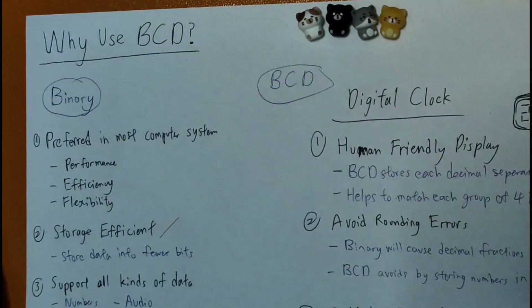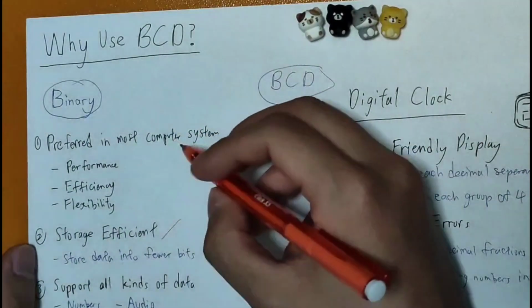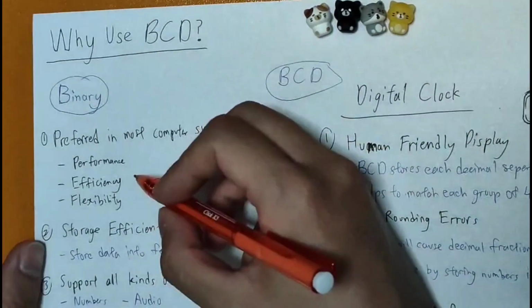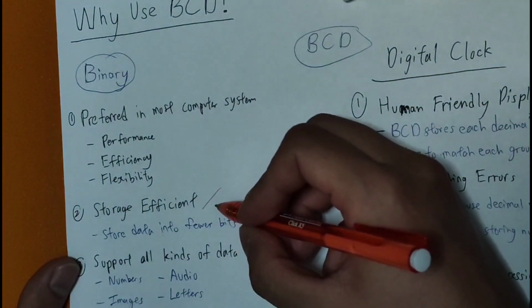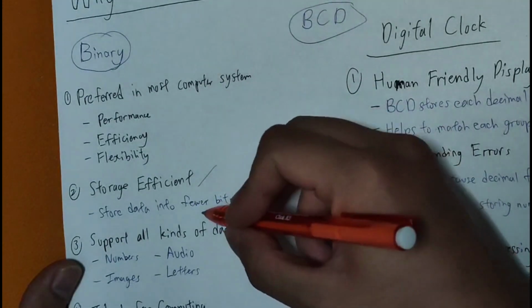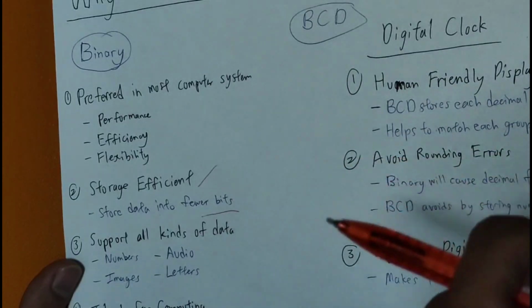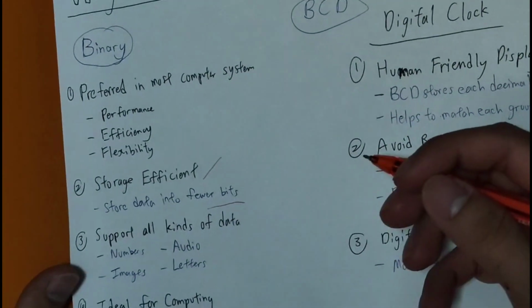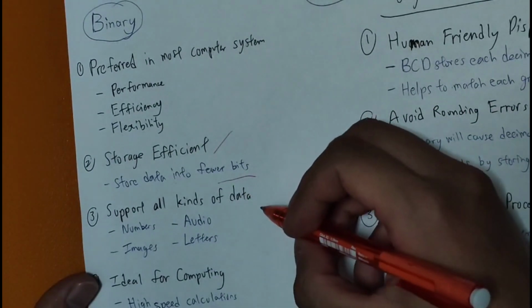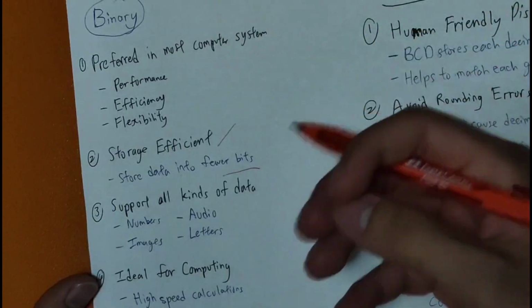Next, let's discuss why we are using BCD in some digital devices instead of binary. So binary is more preferred in the computer system, so it is more on performance, efficiency and flexibility. And the second part is more storage efficiency. It stores data into fewer bits. So in BCD, it stores data separately by separating the digit into 4 bits per digit, so it is using more space. And the third part is it supports all kinds of data, so it can support numbers, audio, images and letters and so on.